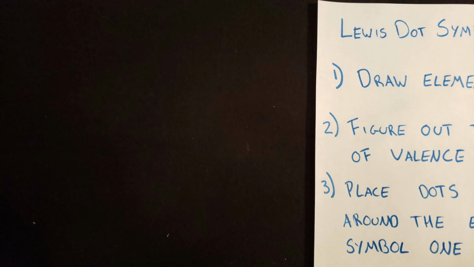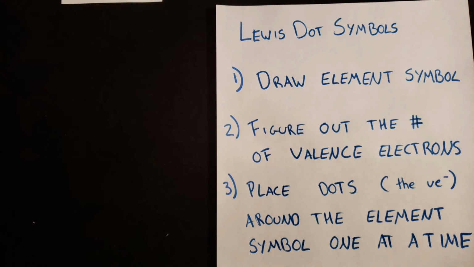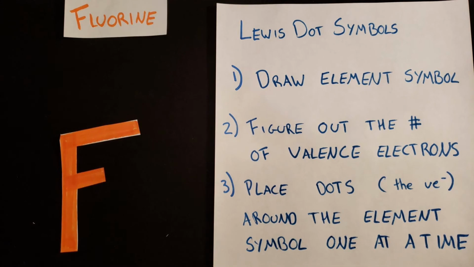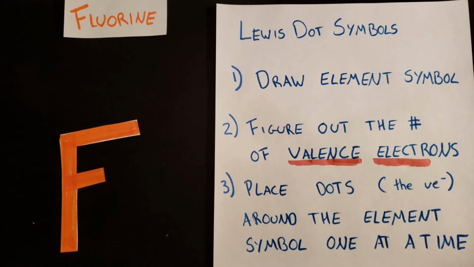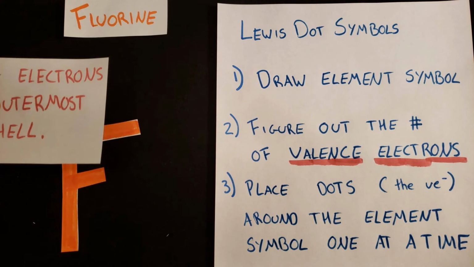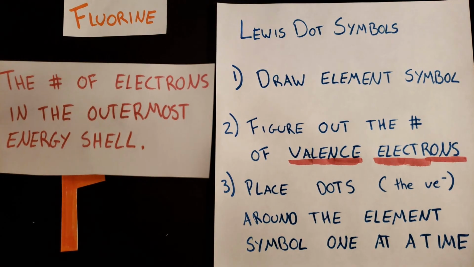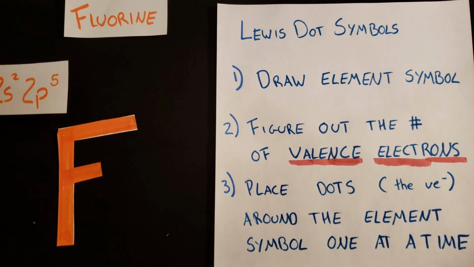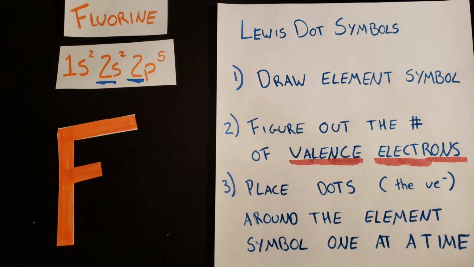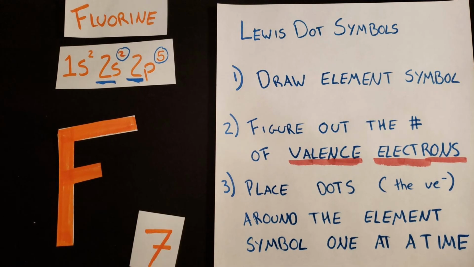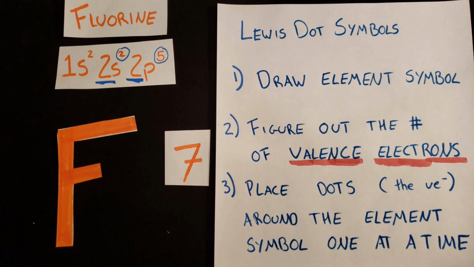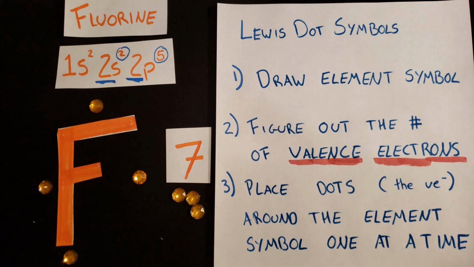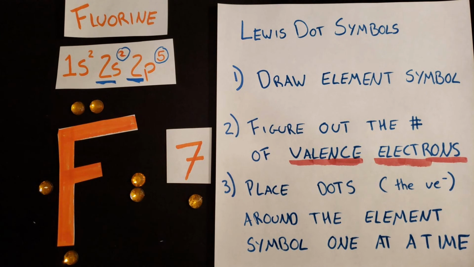Okay, so let's start with Lewis dot symbols. First, we need to draw the element symbol. We'll do this with fluorine. Fluorine's symbol is F. And then we need to figure out the number of valence electrons. Those are the electrons in the outermost energy level. We can figure that out by either looking at the group number, so that's group 7 for fluorine, so 7 valence electrons, or we can write out the electron configuration, which I've done right here. And then we can add up the number of electrons in the highest energy level, which is 2, so that would be a total of 7 valence electrons. And then add each of those one at a time around the outside of our symbol, and that gives us our Lewis dot symbol for fluorine.